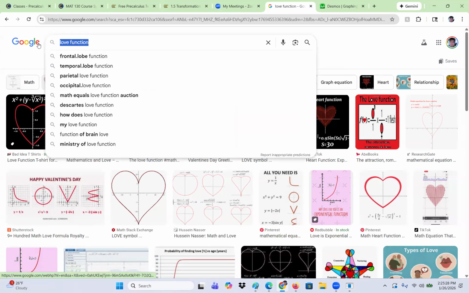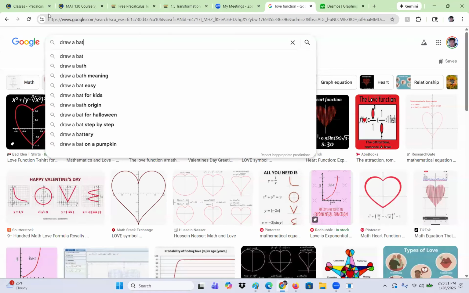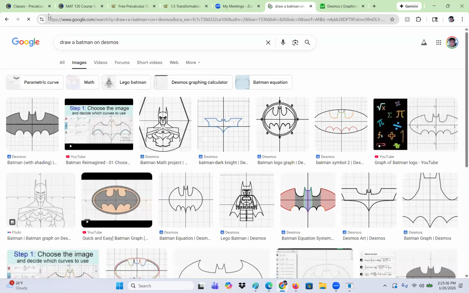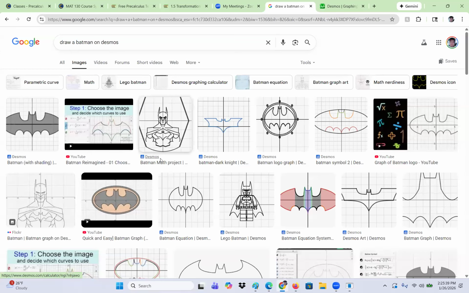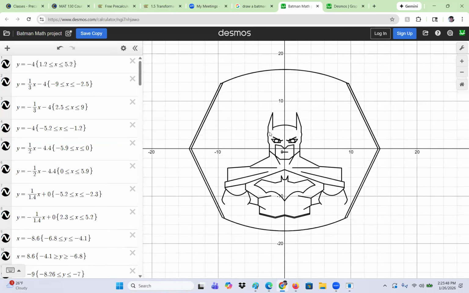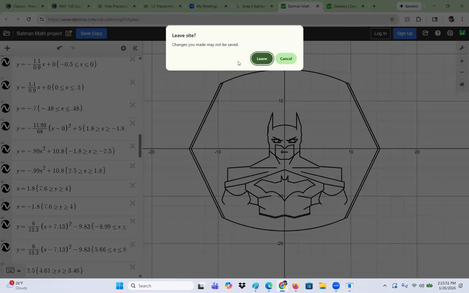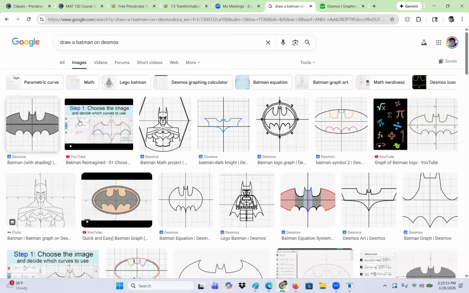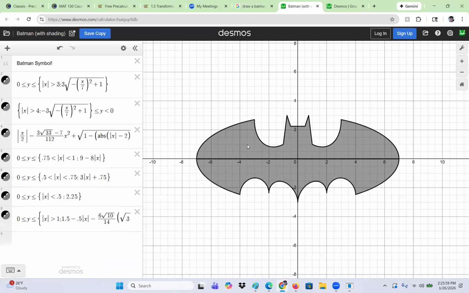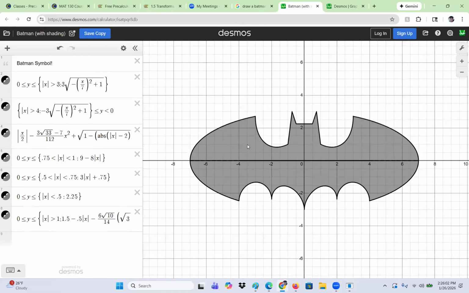But this is not a function, right? Draw a Batman on Desmos. Oh my goodness. They have a math project. That's pretty good. So you don't need a lot of functions to draw; a lot of equations work. Yeah. Okay.